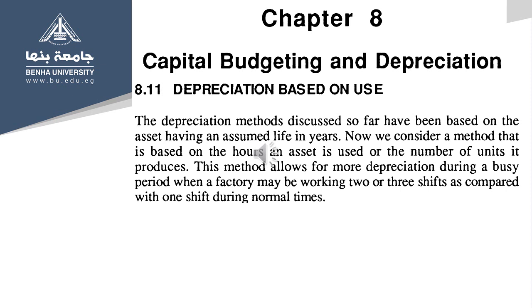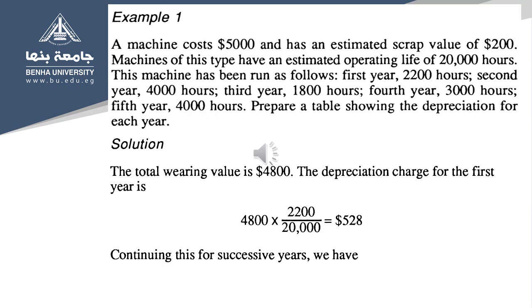Now we consider a method that is based on the hours an asset is used or the number of units produced. This method allows for more depreciation during the time period when a factory may be working 2 or 3 shifts as compared with one shift during normal times. This is what I mean by depreciation, the main definition of depreciation. Now we will understand the main idea of depreciation by example number 1.